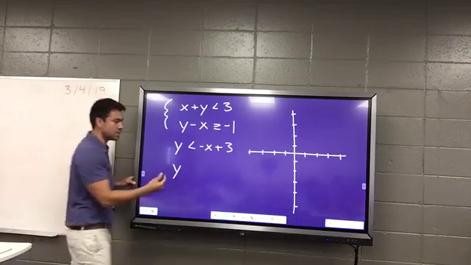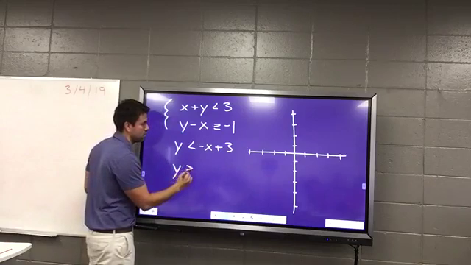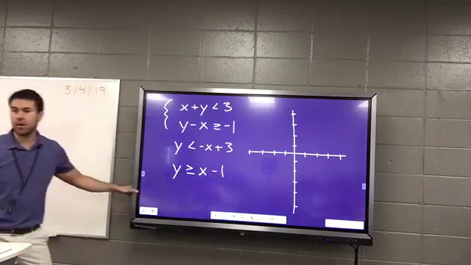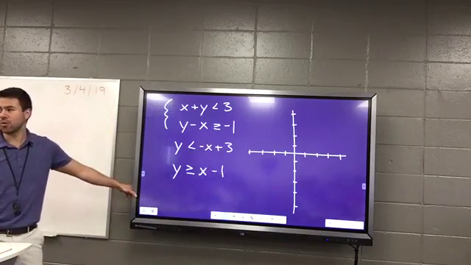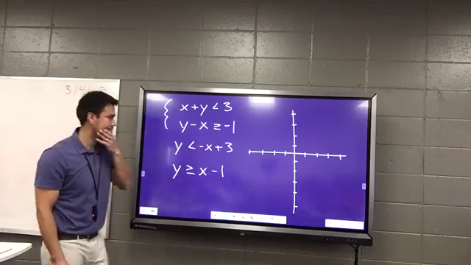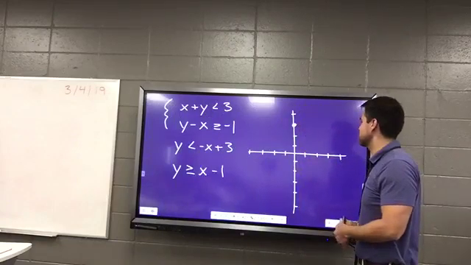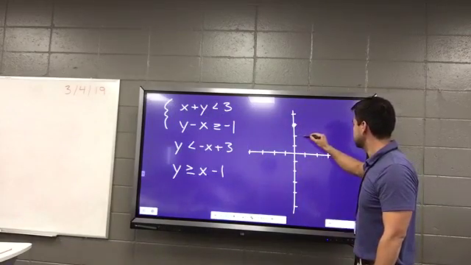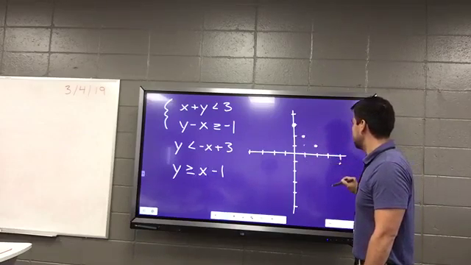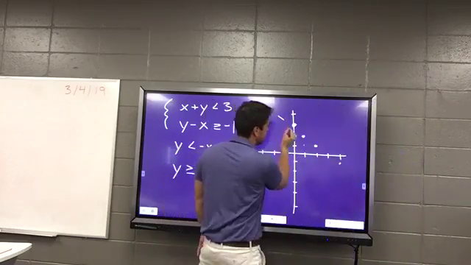Michelle, what'd you get for the second inequality? Y is greater than or equal to x minus 1? Okay. All right, and then tell me how to graph the whole line. Hagen, top one. Want that line? You go up 3 and then down 1 and then over to the right. Let's keep going. And what kind of line? Dashed.